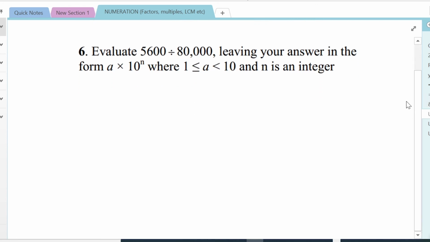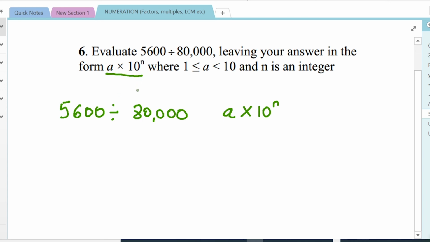Okay, evaluate this, leaving your answer in that form. So evaluate 5600 divided by 80,000, leaving your answer in the form of a times 10 to the power n, where a is an integer. In other words, they want you to find the answer to this, but your answer should be in standard form. So this becomes 5600 divided by 80,000.